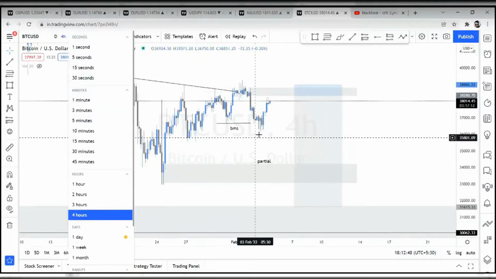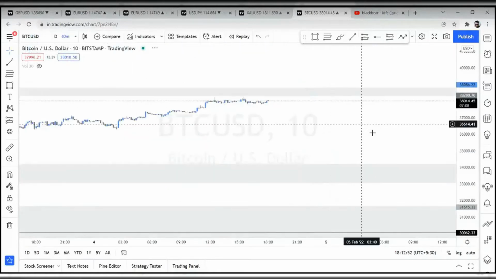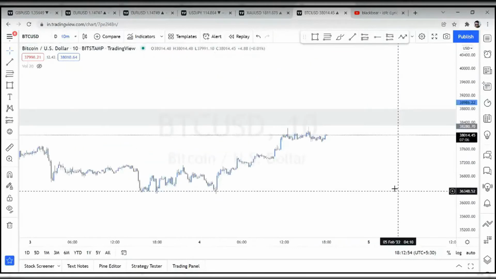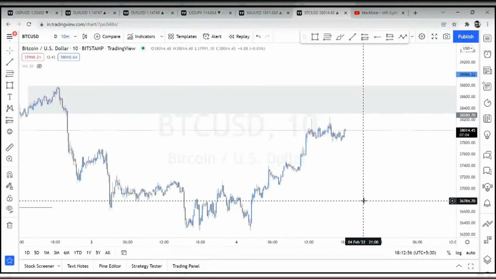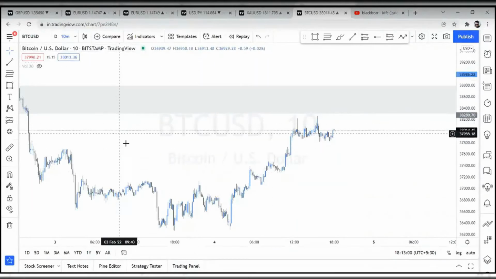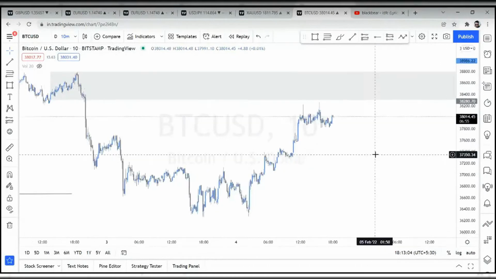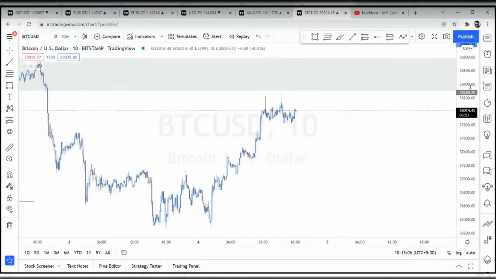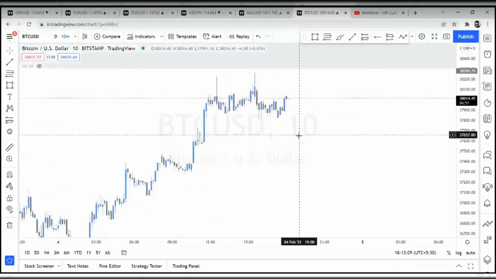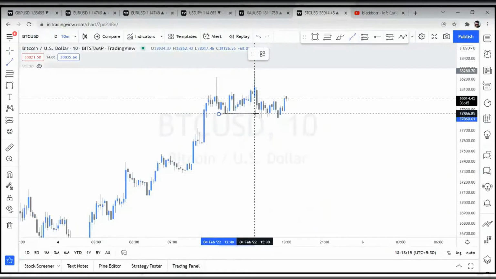For 4 hour, I'll be looking somewhere around in 10 minutes for confirmation. So this also I will explain in one of the videos, your time frame. Suppose if you're using 1 hour, which time frame you should be looking at for your entry confirmation. So that also I'll explain. So here this was the zone, and we have a perfect, not perfect exactly, but we have a breakout structure right now.